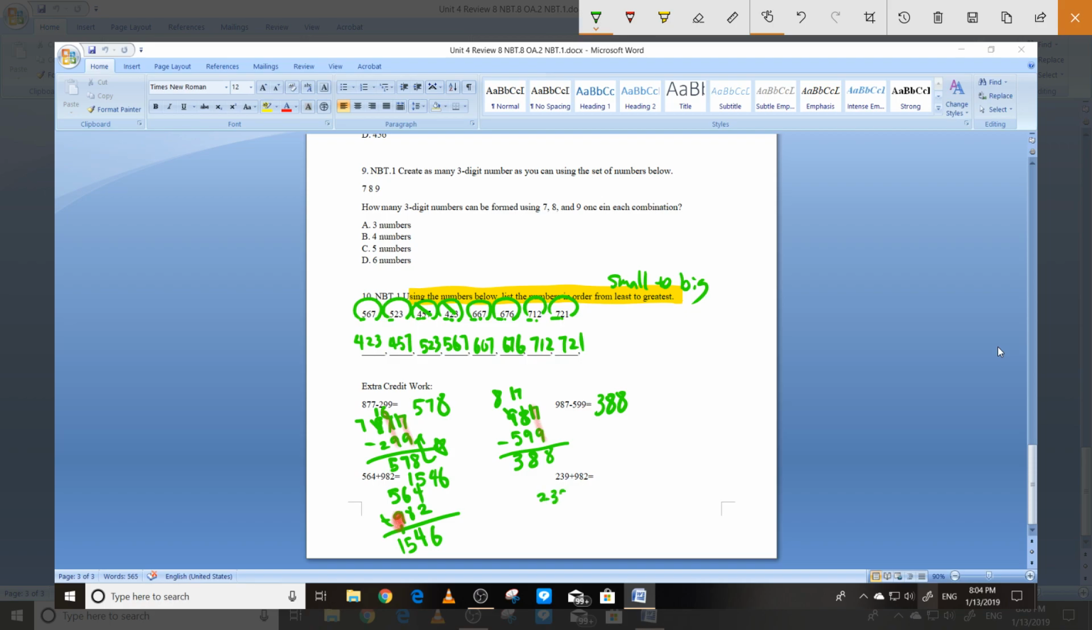All right, 239 plus 982. What is 9 plus 2? 11. 3 plus 8 is 11, plus 1 is 12. 2, 9, and 1. Again, you see 9 and 1? We're combining them first. 9 plus 1 is 10, adding 2 is 12. The answer is 1,221. And that's how you do all of it.